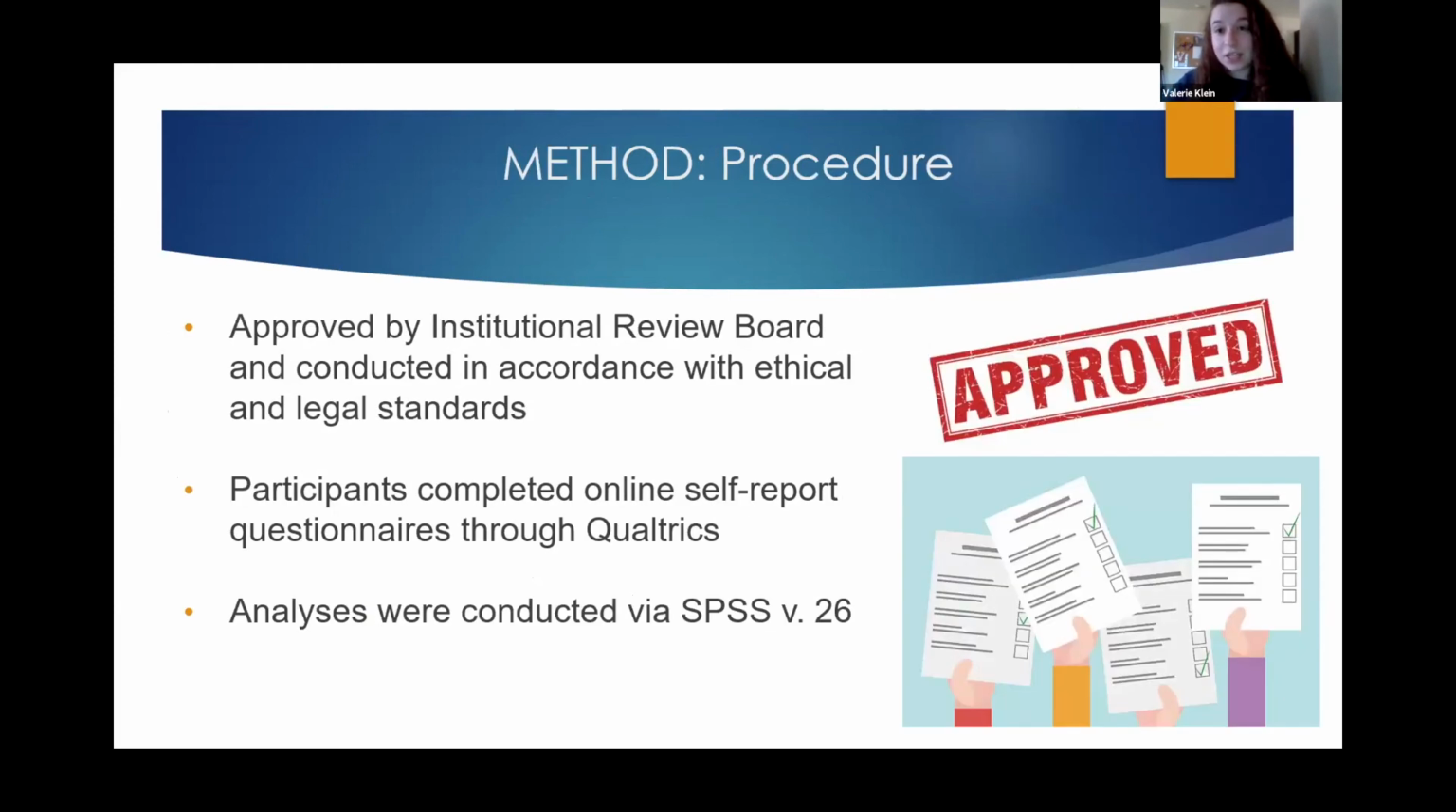Our procedure section was approved by the Institutional Review Board, and participants completed and viewed the self-report questionnaires through Qualtrics. And all the analyses were conducted through SPSS version 26.